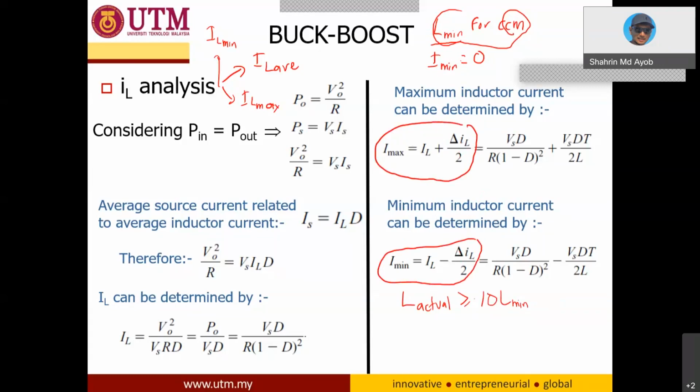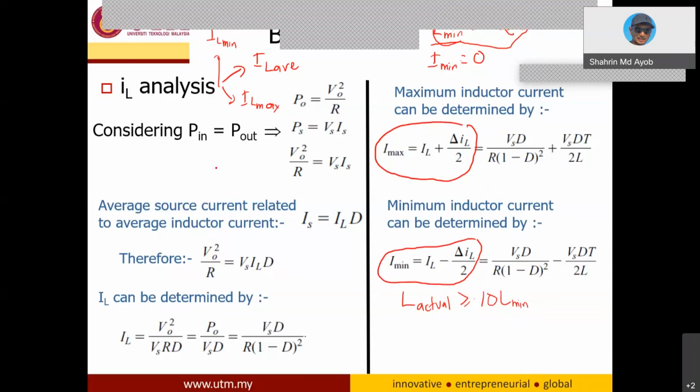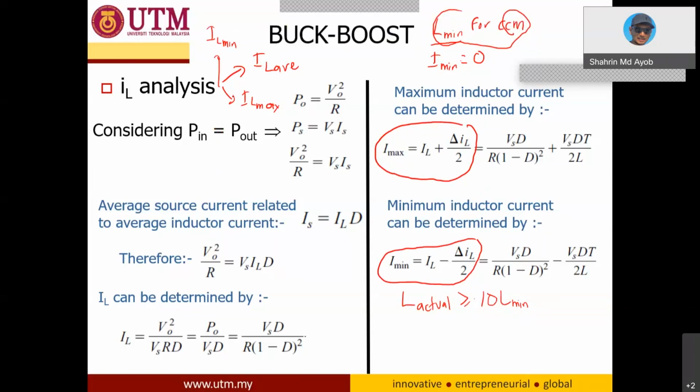So how to obtain IL average? By using the P in and P out relationship. P in is Vs Is, which equals V out squared over R. Right now we want to see the relationship between Is and IL average.